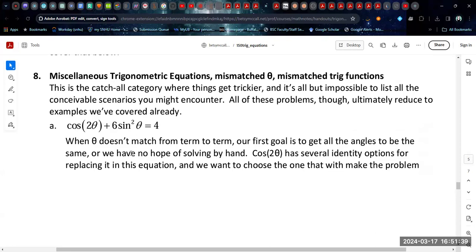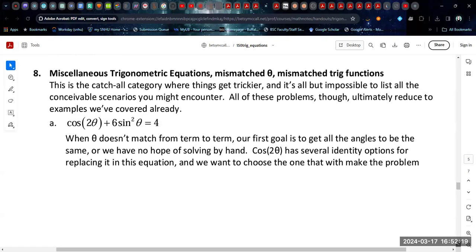cosine of 2 theta has 3 different identities that involve theta. One of them is cosine squared minus sine squared. That would get you just a sine squared and cosine squared term in your problem. That might be an option. Cosine 2 theta also has an identity that involves only sine squared. So it's 1 minus 2 sine squared theta. I recommend using that one because then you don't have that cosine squared to worry about. And everything is just in terms of sine squared and a constant. And then that will reduce it to that first quadratic example that we saw.